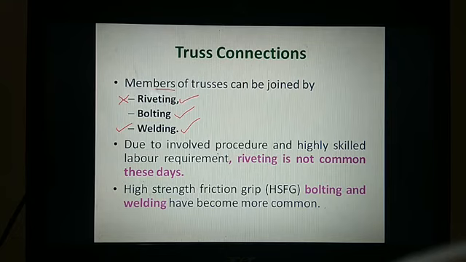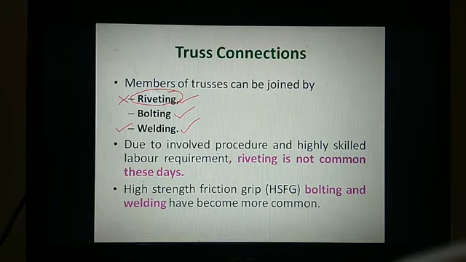Why are they not using riveting? One disadvantage is that it is going to be a permanent connection. The other is that you require a lot of skill to make a rivet connection. Why? Because you have to preheat the rivet, you have to melt that, and you have to use some guns to fit the rivet to the plates. So because of unavailability of highly skilled labor, riveting is not commonly used these days, and they are using bolting as a temporary connection and welding as a permanent connection.